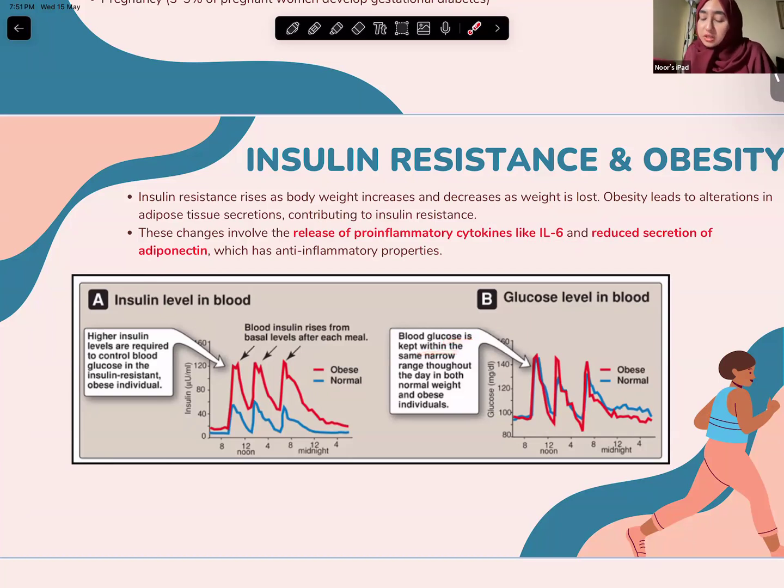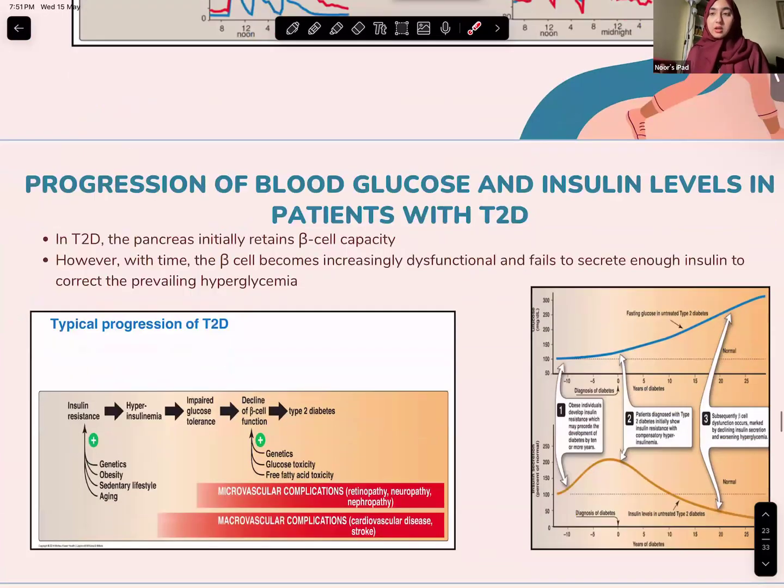The blood glucose is kept within the same narrow range throughout the day in both normal weight and obese individuals. The blood glucose was kept normal in this experiment for both patients, but the major difference came in controlling the blood glucose through the amount of insulin. Like I said, obese people would need double the amount of insulin as compared to normal people.